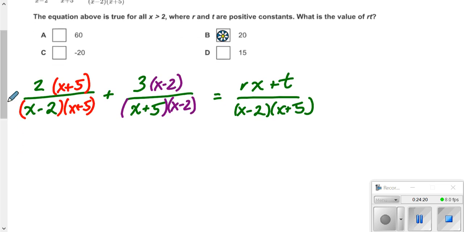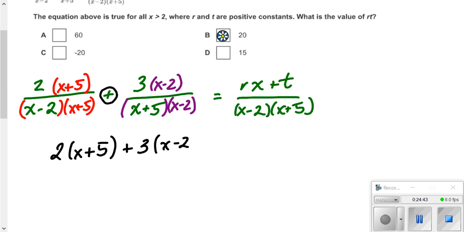Now, if you take a look at what I have, now all of the denominators match, right? If I'm adding fractions, I would just keep the same denominator. So the denominators match, so it must be true that the numerators match. That's what equals means. So I must have 2 times the quantity x plus 5 plus 3 times the quantity x minus 2, and that must give me r times x plus t.